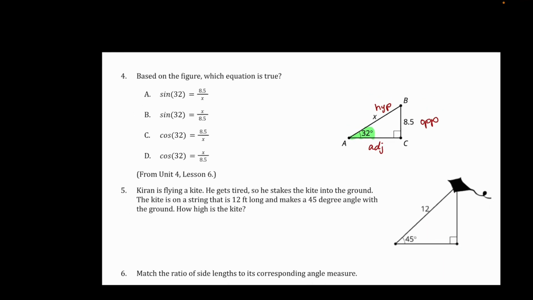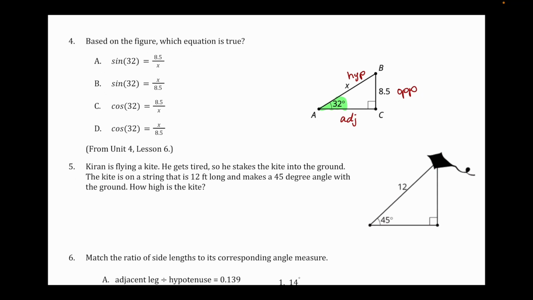And we're going to rewrite our SOHCAHTOA statement so that we remember sine is opposite over hypotenuse. Cosine is adjacent over hypotenuse. So CAH, and then TOA, tangent, is opposite over adjacent. And so now I'm going to use that to make these work. So first off, we have sine of 32. Sine of 32 should be my opposite over the hypotenuse, so 8.5 over x. So that makes this one correct.